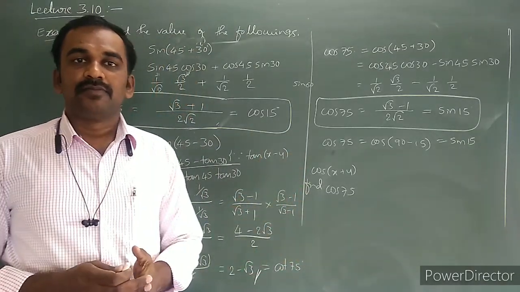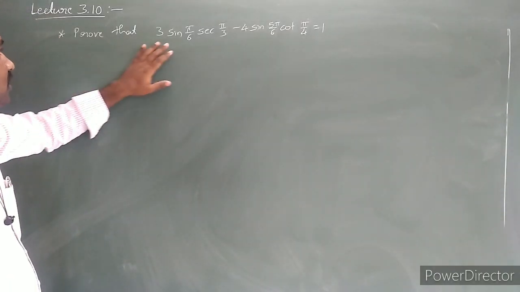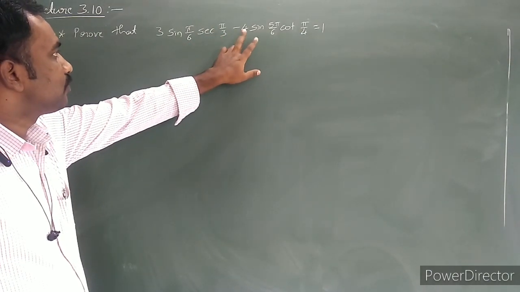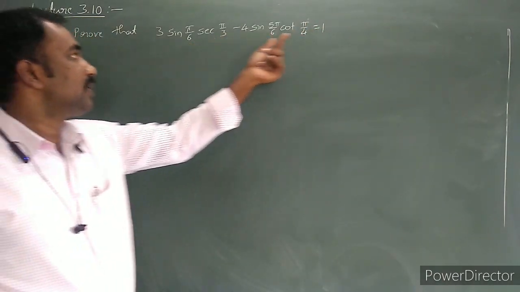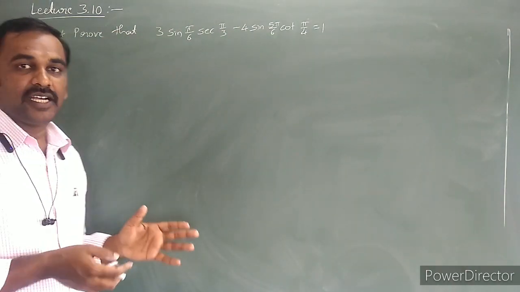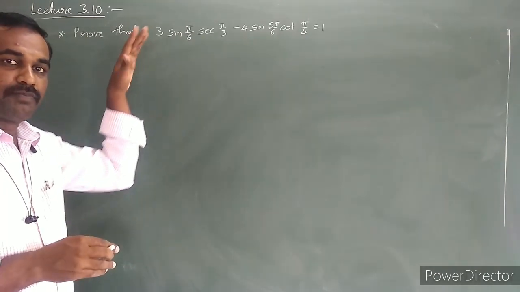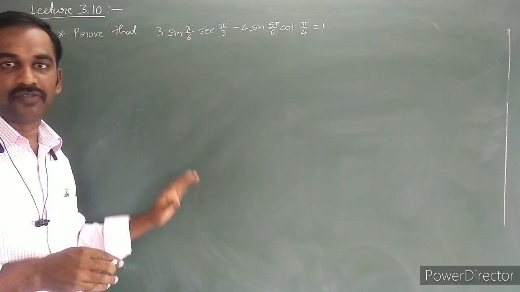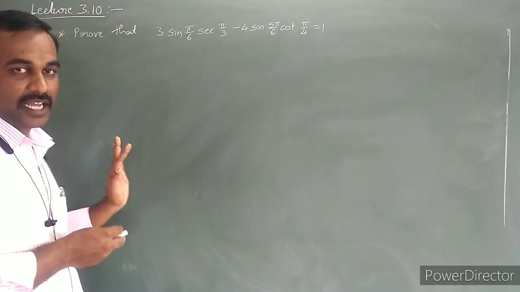Now let's take a different type of problem. Prove that 3 sin of pi by 6 sec of pi by 3 minus 4 into sin of 5 pi by 6 into cot of pi by 4, this LHS part is equal to 1. We need to prove it. Here I am solving the third exercise. Different formulas were already taken. Since the first class of trigonometry, you must remember each and every point. If you have any confusion, just turn the pages of your notes and clarify.